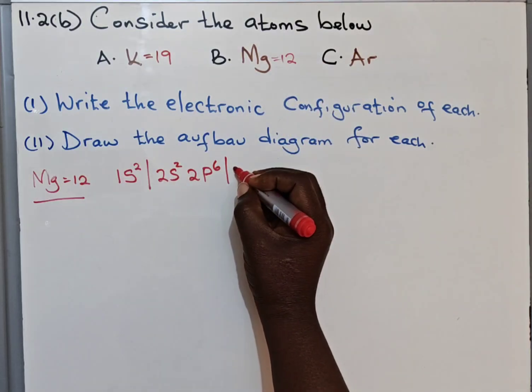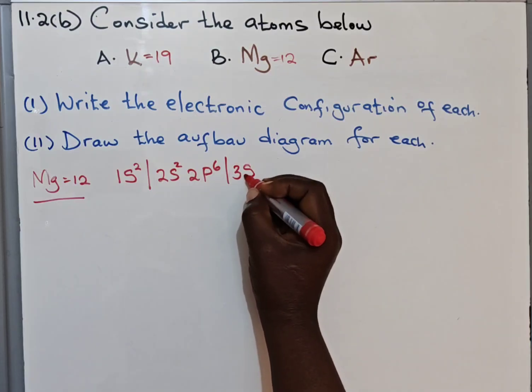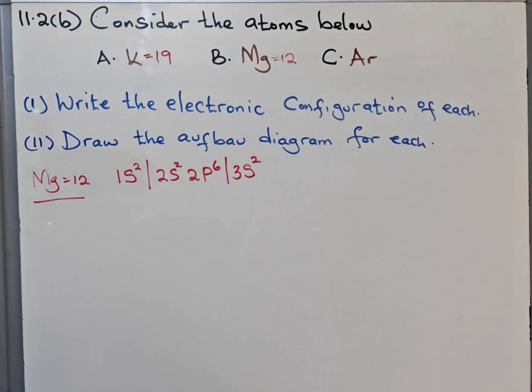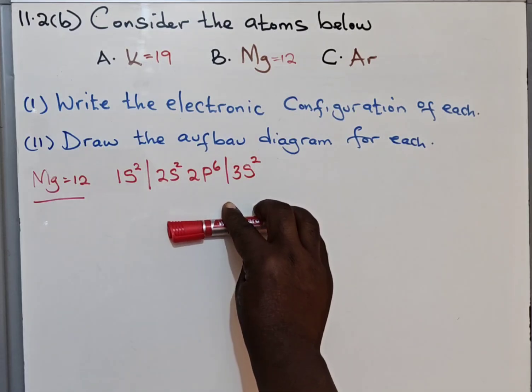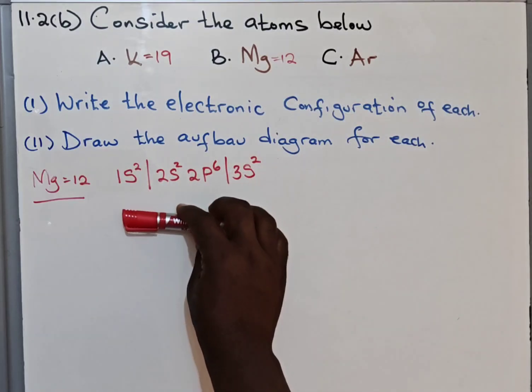So we come to 3. That's the third energy level, and 3s takes up the remaining 2. So that is it. This is the electronic configuration of magnesium. And next, we are going to look at the Aufbau for magnesium.